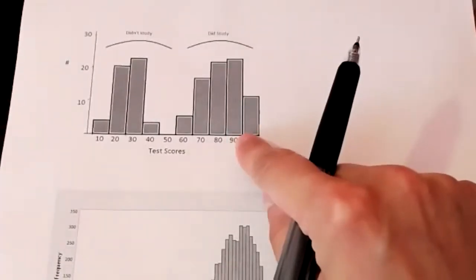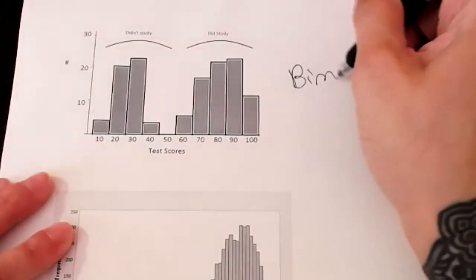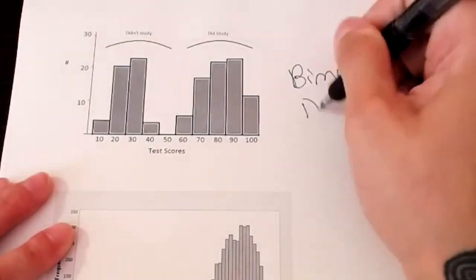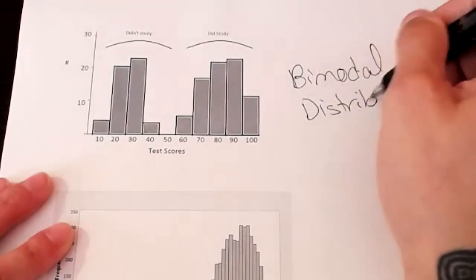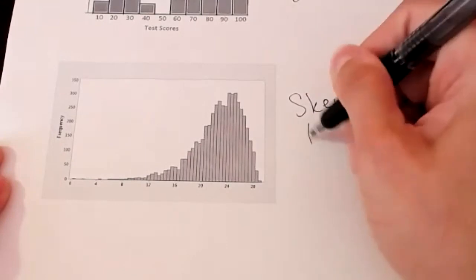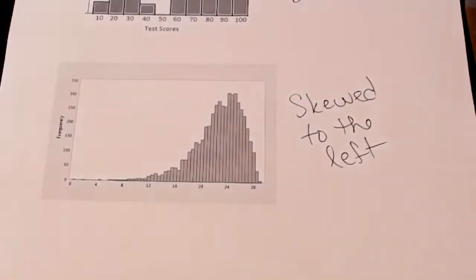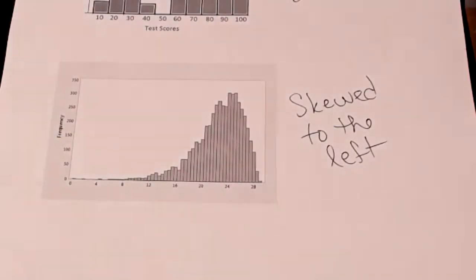Didn't study, did study. Bimodal distribution, that happens a lot. You can collect this data very easily. And then our last one. Skewed. Very nice. And just like that, like I promised you, we are officially done with Unit 2.